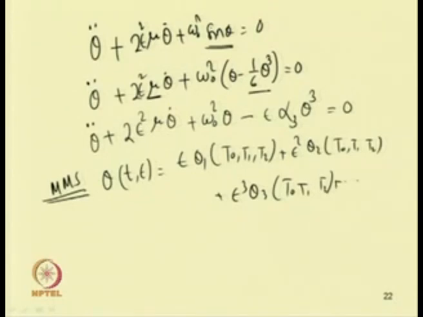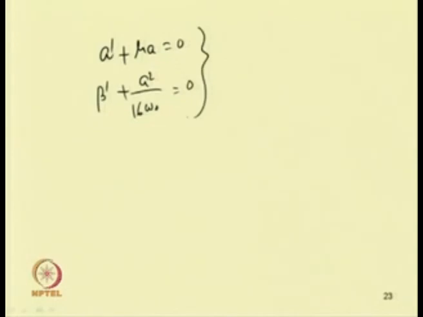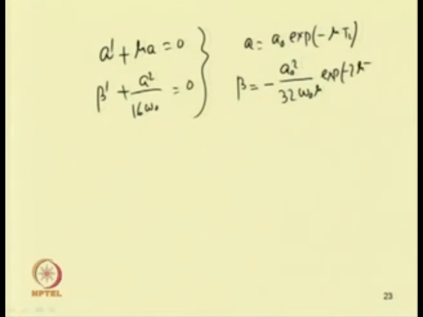So, by writing this, and following the standard procedure of method of multiple scale, we can obtain the reduced equation in this form, that is a dash plus mu a equal to 0. So, this is the first equation one can obtain, and the second equation beta dash plus a square by 16 omega 0 equal to 0. So, from this one can write a equal to a 0 e to the power minus mu t 2 and beta equal to minus a 0 square by 32 omega 0 mu e to the power minus 2 mu t 2 plus beta 0.